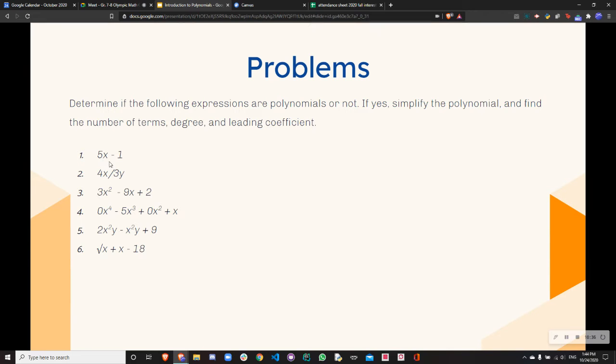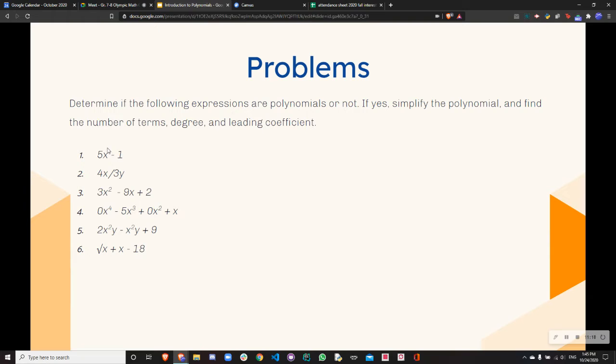So what's the number of terms? Perfect. So 5x is one term, and -1 is also a term. So that's two terms. What's the degree? Nope, not quite. Not 0. So look at the individual exponents of each of these terms. -1 has exponent 0, but 5x has an exponent of 1. Right? X to exponent 1 is just x. So that means 5x would contribute to the overall degree of the polynomial. So then the degree of the polynomial is 1.